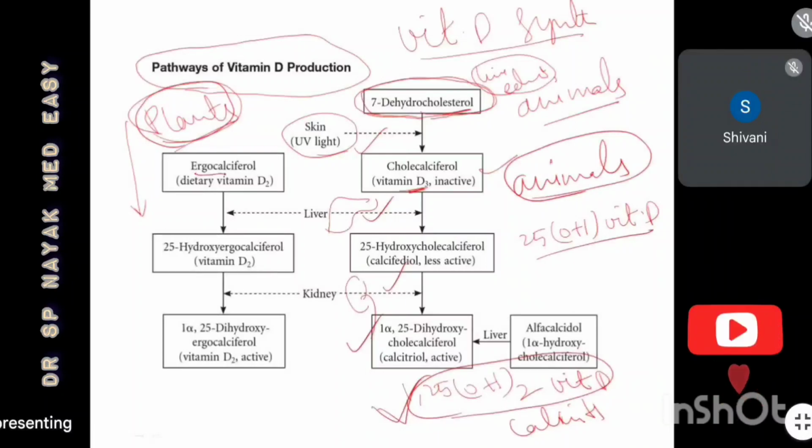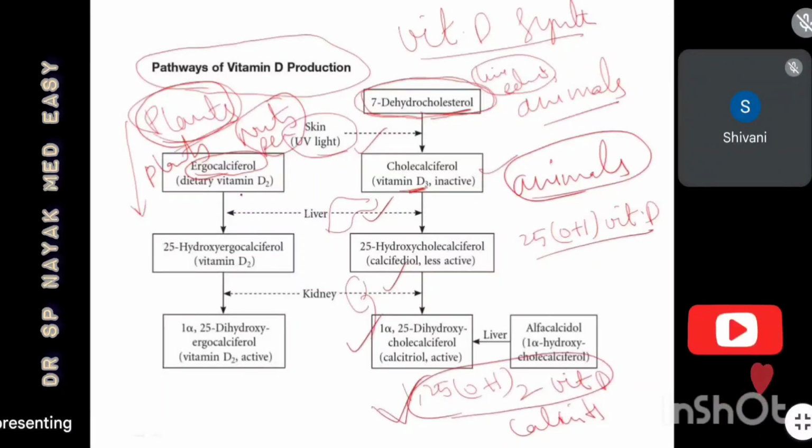So this is ergocalciferol, which is commonly seen in plants. We have so many plant sources, like nuts, cashew nuts, peanuts. Okay, all the nuts contain some form of sterol which is called ergocalciferol. This ergocalciferol, which is taken from the plant sources, enters the liver.